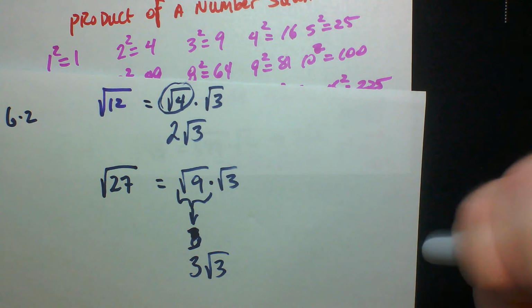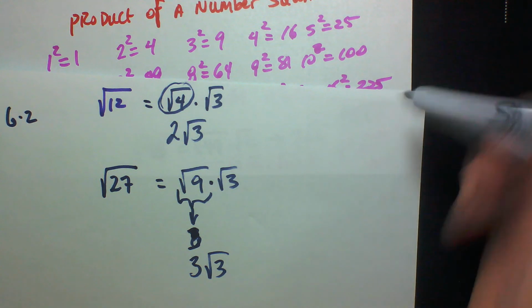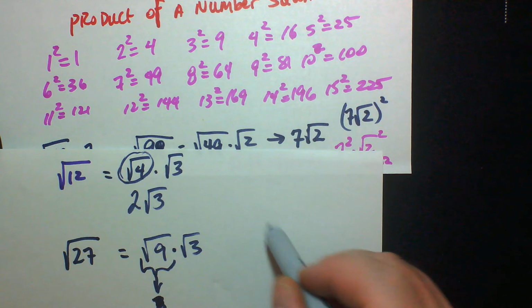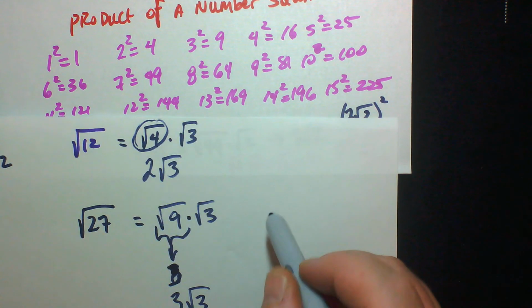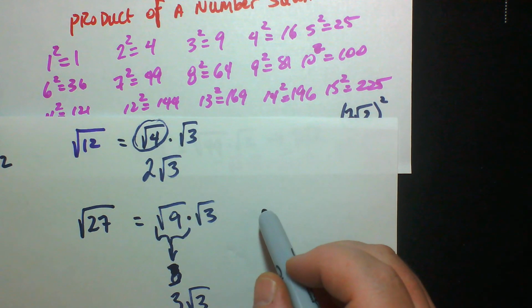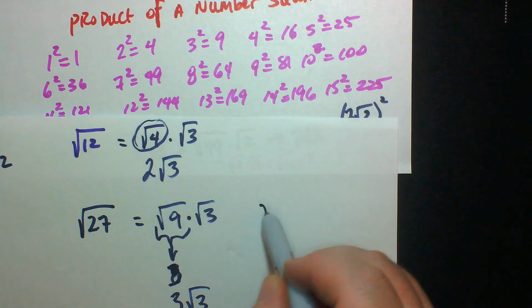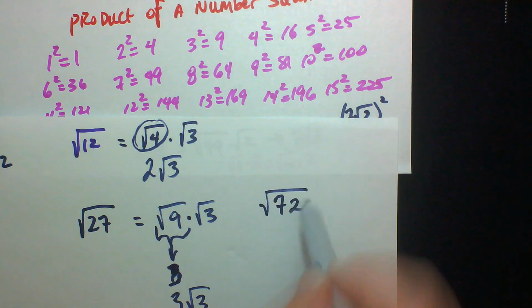Yeah. Okay. What if, check this out. Oh man. Yeah, let's do that. Let's do that first, and I got to show you what's next. So let's do the square root of 72.